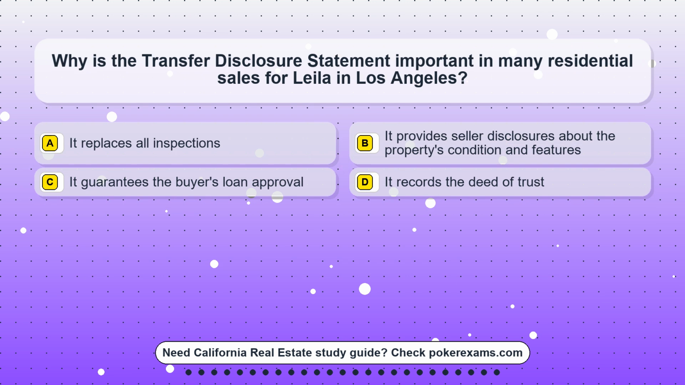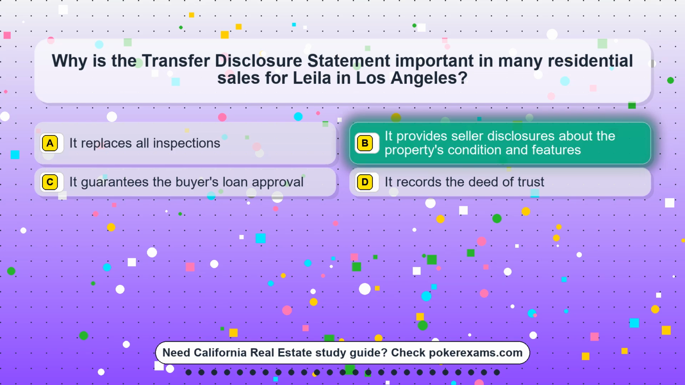Question 11. Why is the transfer disclosure statement important in many residential sales for Layla in Los Angeles? Option A. It replaces all inspections. Option B. It provides seller disclosures about the property's condition and features. Option C. It guarantees the buyer's loan approval. Option D. It records the deed of trust.